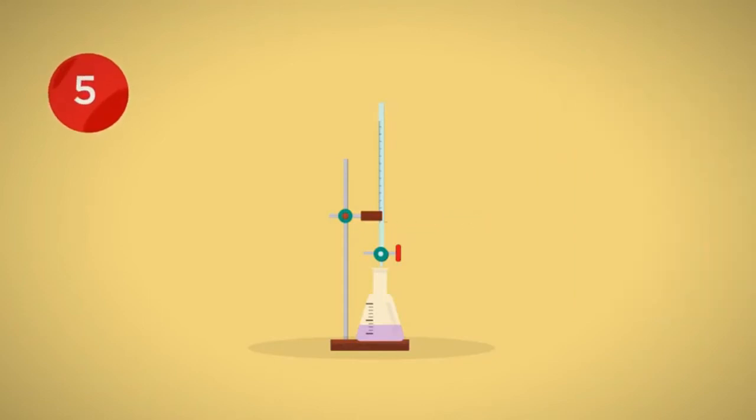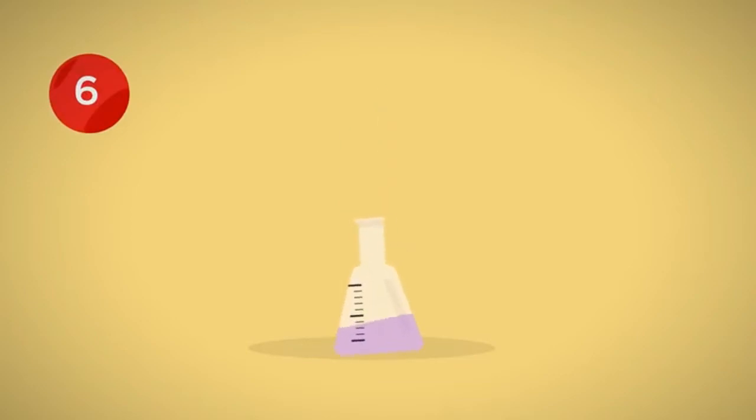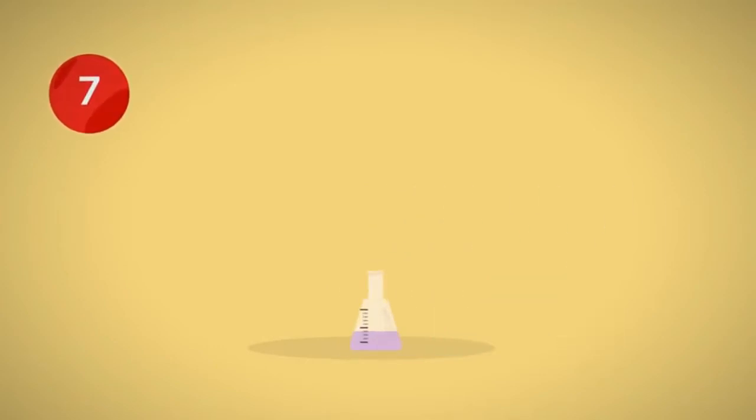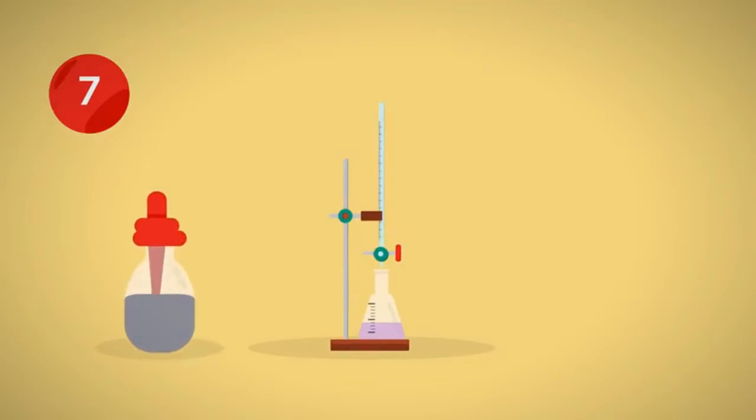5. Slowly add the solution from the burette to the unknown solution in the conical flask. 6. You may need to swirl the flask to mix, or use a stir plate. 7. Stop adding when the reaction is complete. The endpoint is reached. This is where an indicator may help because there would be an appropriate color change.